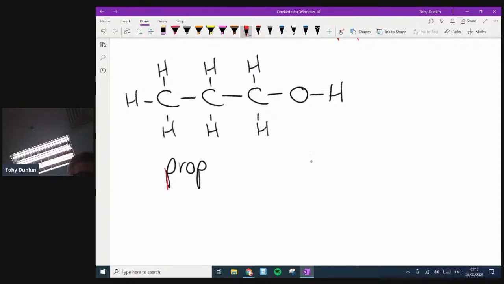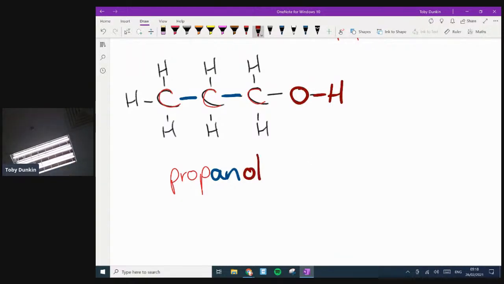It's nice to color code this again. I'm going to rewrite that. So we've got prop, and prop stands for 3. And then he said an, which is great, because the an tells me it's all single bonds. And then, of course, he added on our functional group of the ol. That there is GCSE through and through.